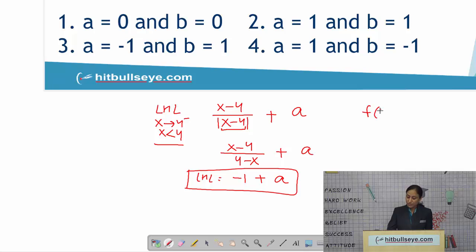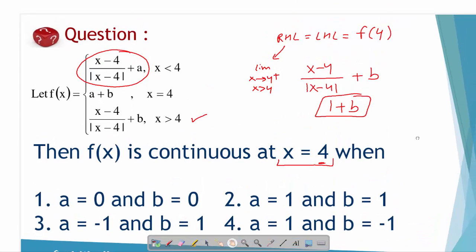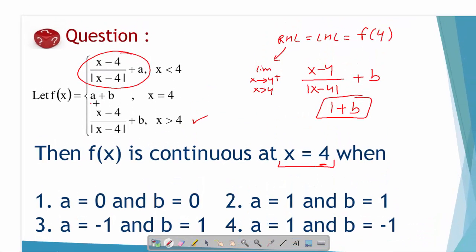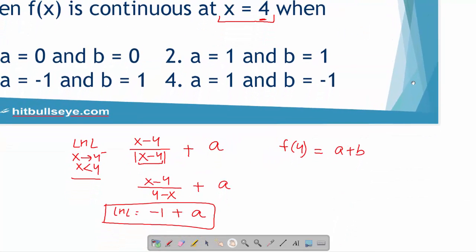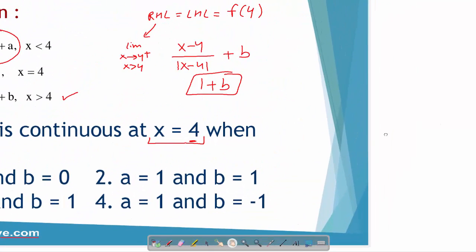Now the last one is the value of the function at that point. So the value of the function at the point 4 is given to us as a plus b. Now for the function to be continuous, the left hand limit is equal to the right hand limit is equal to the value of the function. So we equate the three values.